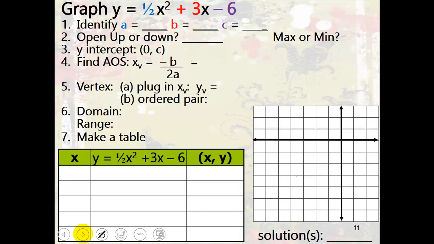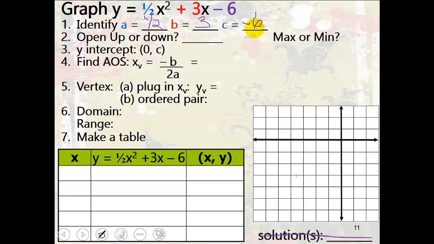All right, this is the last one we're going to do. Don't worry about the solutions. We're going to do that tomorrow. All right, so A is a half. B is 3. C is negative 6. All right, I want you to hit pause and answer 2, 3, and 4.